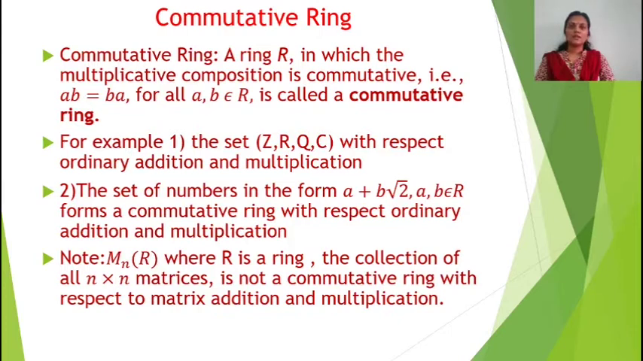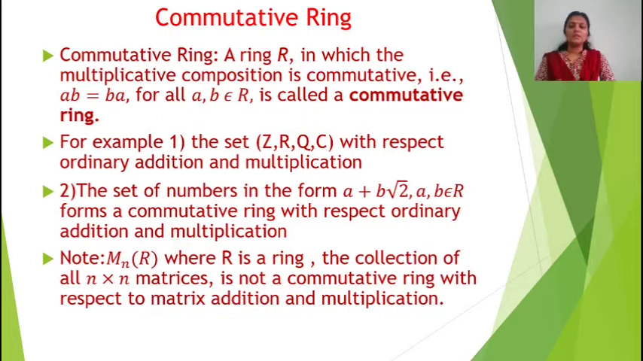We have already seen that it is a ring. Now we have to check whether it is commutative. (a + b√2)(c + d√2) we will get the same answer as (c + d√2)(a + b√2). That's the answer. And we have a counter example of a ring which is not commutative.